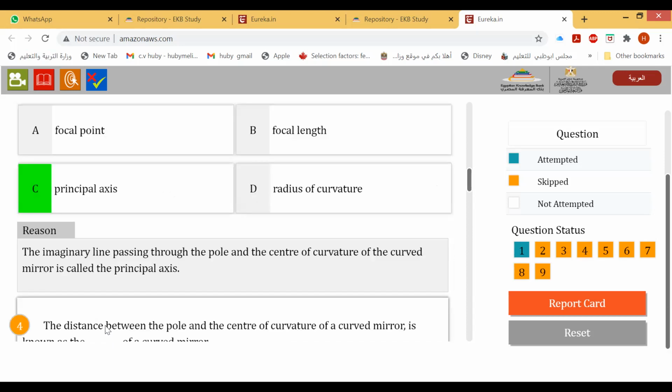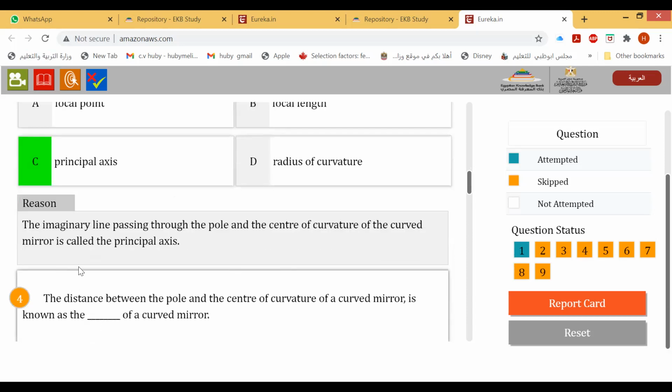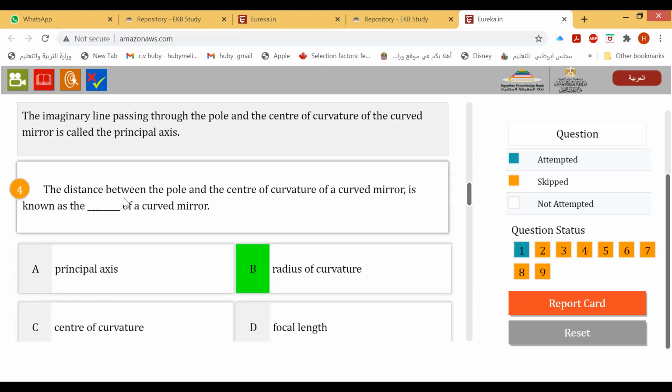Of course, principal axis. Here we are revising very important concepts in this lesson. The distance between the pole and the center of curvature, which are P and C, equals what? Principal axis, center of curvature, focal length, radius. Of course, radius.